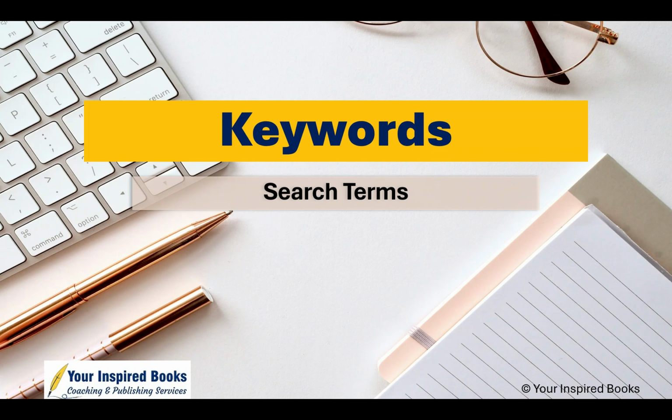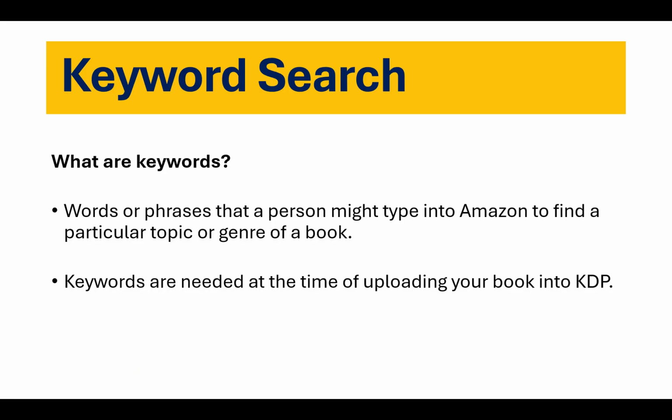Keywords, search terms. What are keywords? These are words or phrases that a person is going to type into Amazon to try to find a particular topic or a genre of a book or whatever it is that they're looking for. In the search bar, they'll type in a word or a phrase to help them find what they're looking for.